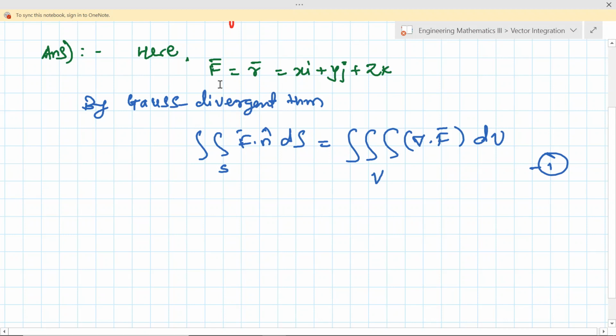See how it is. F bar is r bar equal to xi plus yj plus zk. Now instead of finding the normal component of this, because we want a bar dot n cap, we need n cap for the normal component, and that is crucial. We would need to calculate that n cap here. So we are avoiding calculating that n cap, and we also don't know the limits for the double integration here.